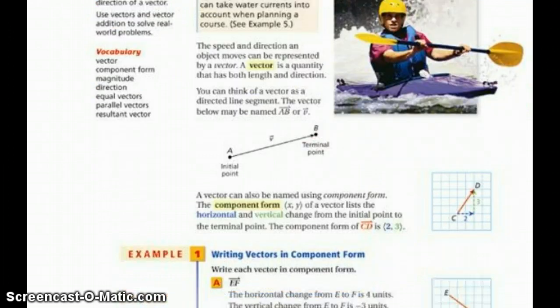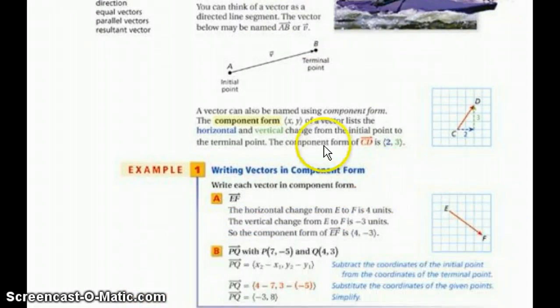And this is component form of a vector. We can also name the vector using component form. Basically what you're doing is it almost looks like a point, x comma y. And what that indicates really is your horizontal change and your vertical change. So in component form, we would talk about a vector CD as being 2 comma 3. So from C, wherever you are on the coordinate system here, you're going to move over 2 and you're going to go up 3.